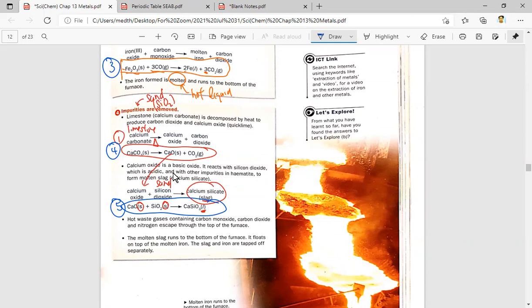So I repeat again, these are the 5 reactions that happen in the blast furnace. By remembering the equations, you will also be able to describe the reactions themselves. So just take note of it.